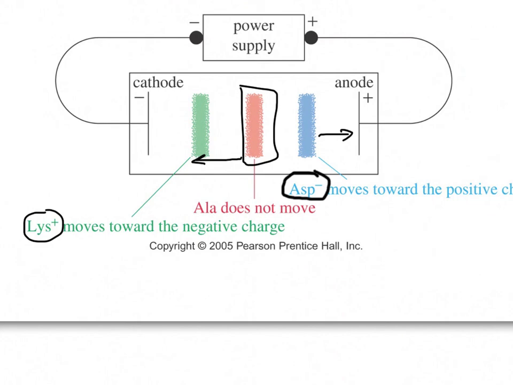If they're both charged, like say two of them are negative, the one that's more negative moves further. So you could get them all moving to the same side, just different graduations of movement as well. That can happen too.